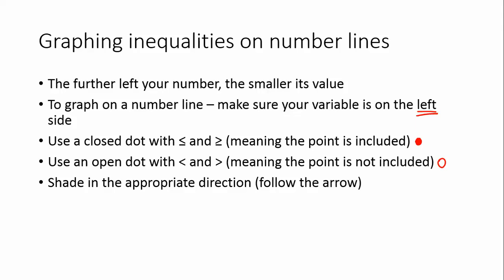The closed dot is with the less than or equal to and the greater than or equal to. It means we're including the point. We use an open dot when we say just less than or greater than. It means we're not including the point. And then we shade in the appropriate direction, and I say to follow the arrow because the greater than and less than symbols look similar to an arrowhead. So again, make sure that these directions are in your notes.